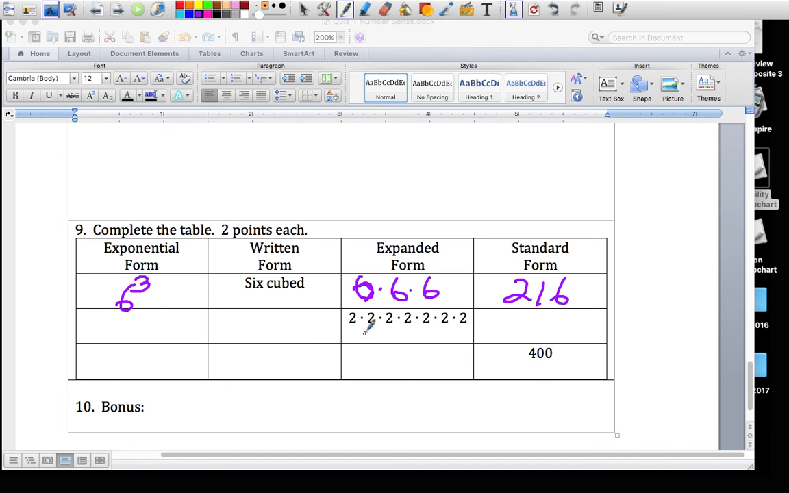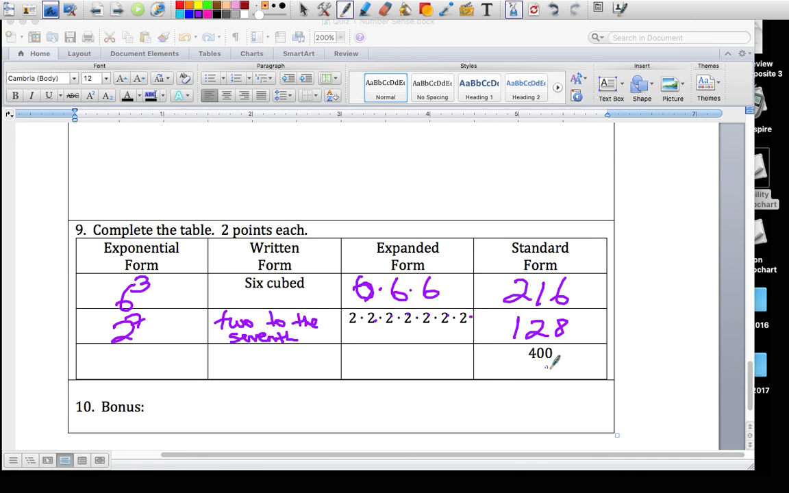Okay. This one, expanded form, has 1, 2, 3, 4, 5, 6, 7 twos. So that's 2 to the 7th power, or we write it like this, 2 to the 7th. And 2 to the 7th power is 2, 4, 8, 16, 32, 64, 128. Okay, 2 times 2 is 4, times 2 is 8, 16, 32, 64, 128. Good.